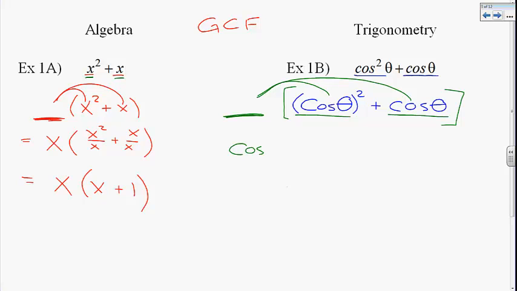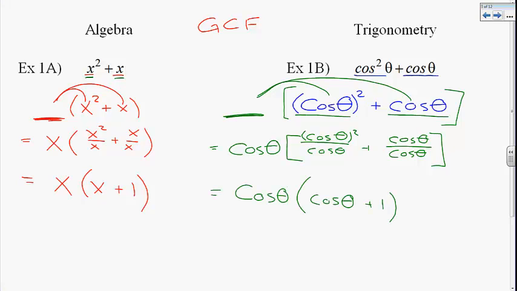We notice that the GCF of both terms is cosine of theta. As such, we can pull a cosine of theta outside the now bracketed statement and gain an equivalent expression by dividing cosine theta from our original terms. After cancellation, we are left with a fully factored expression, cosine of theta times the cosine of theta plus 1.